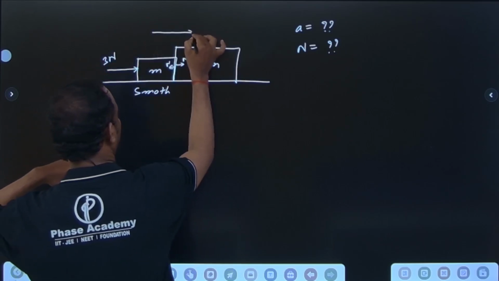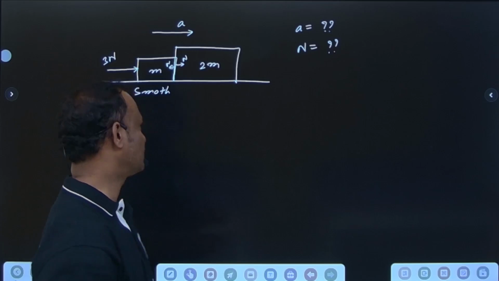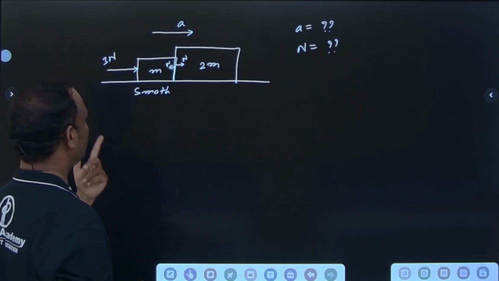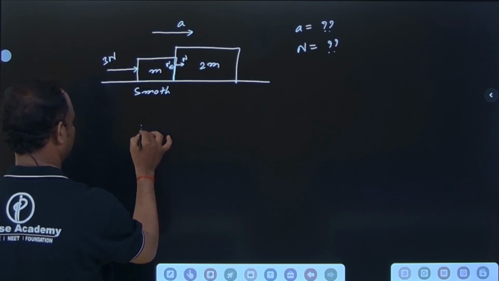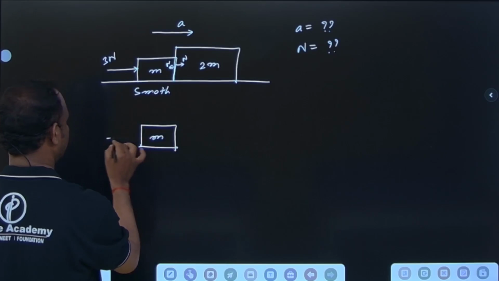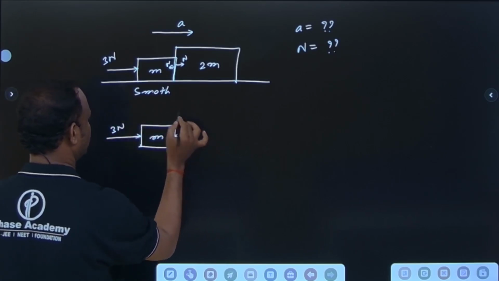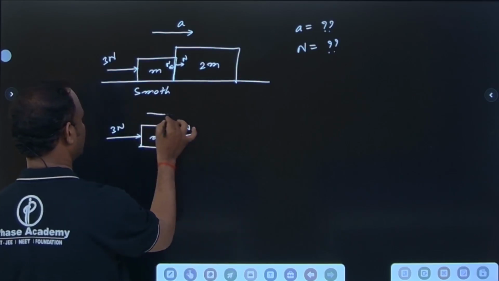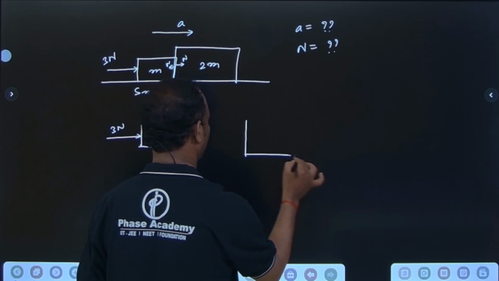In the forward direction. This is in the direction of what? Applied force. Okay, I'm giving a basic idea on this. How should I take this? First one, m1 is taken. It's a mass m. This is what? 3 Newton force. Normal reaction is what? It's n. Its acceleration is what? In the forward direction. Right.